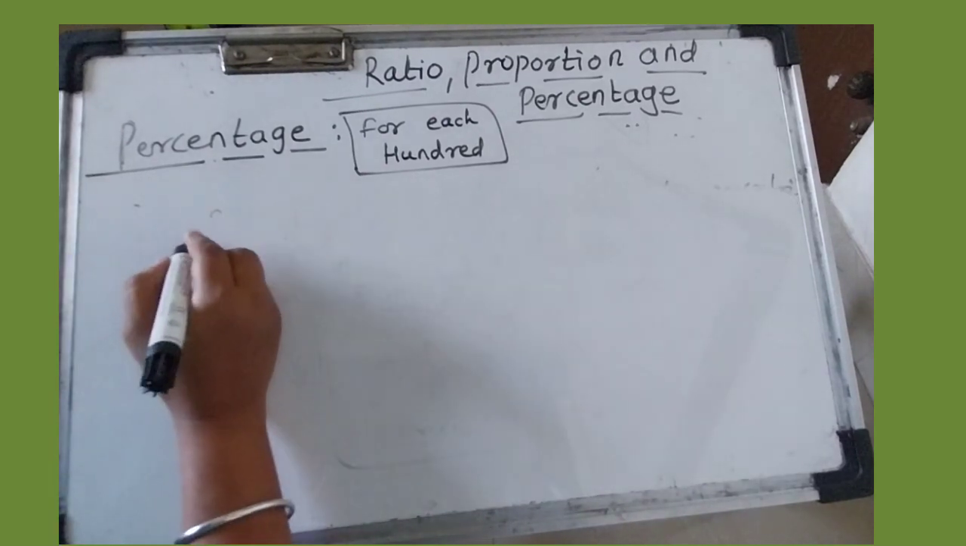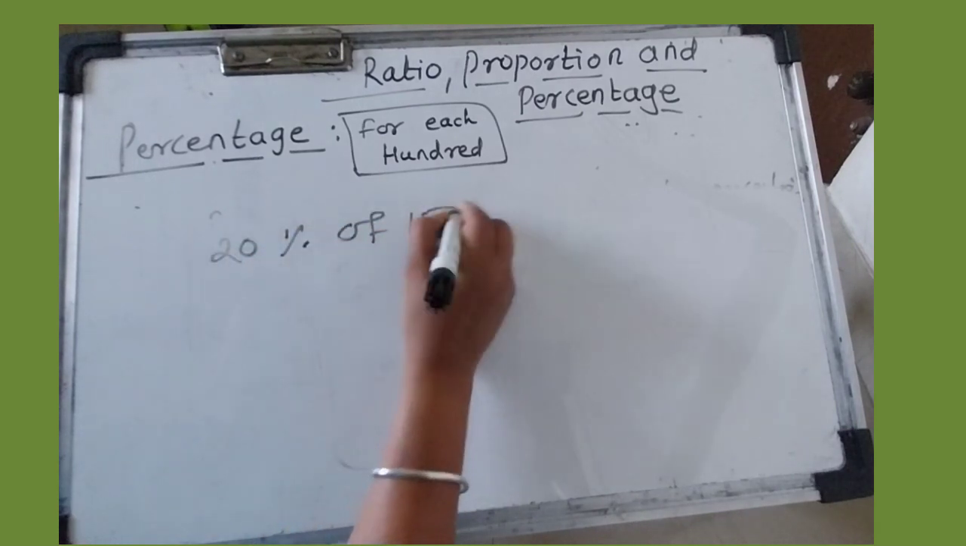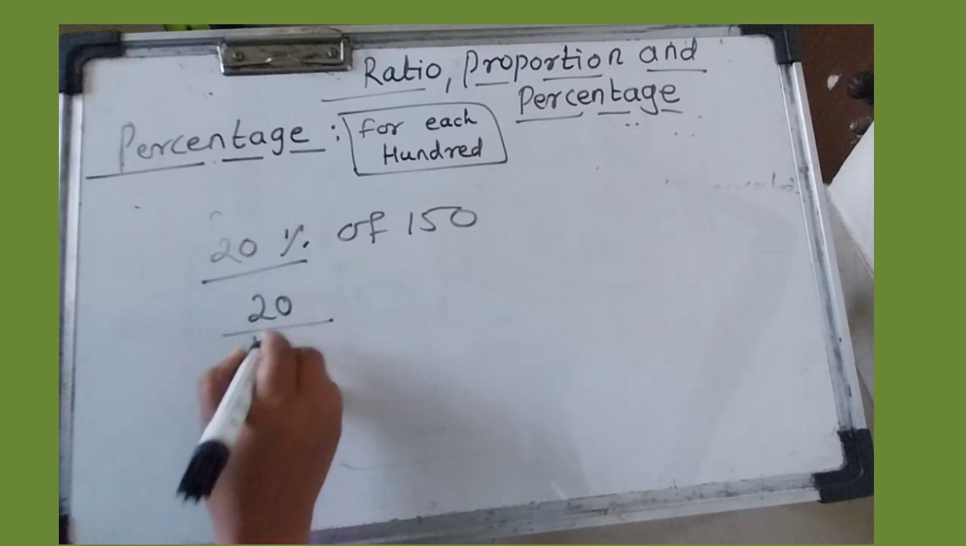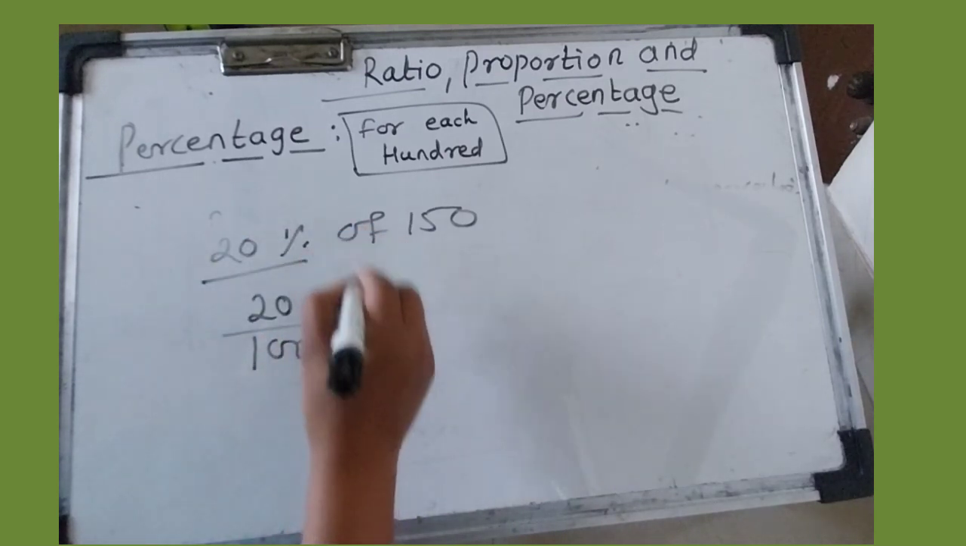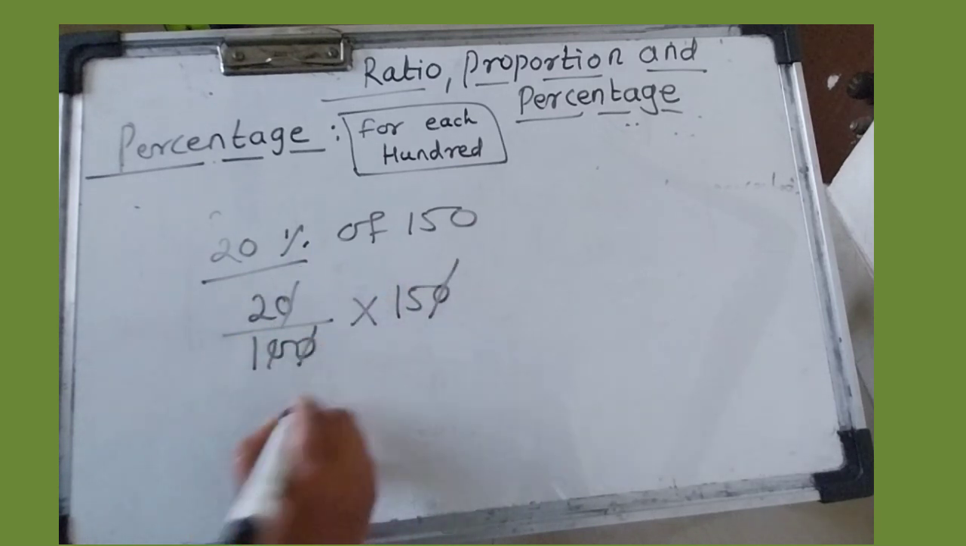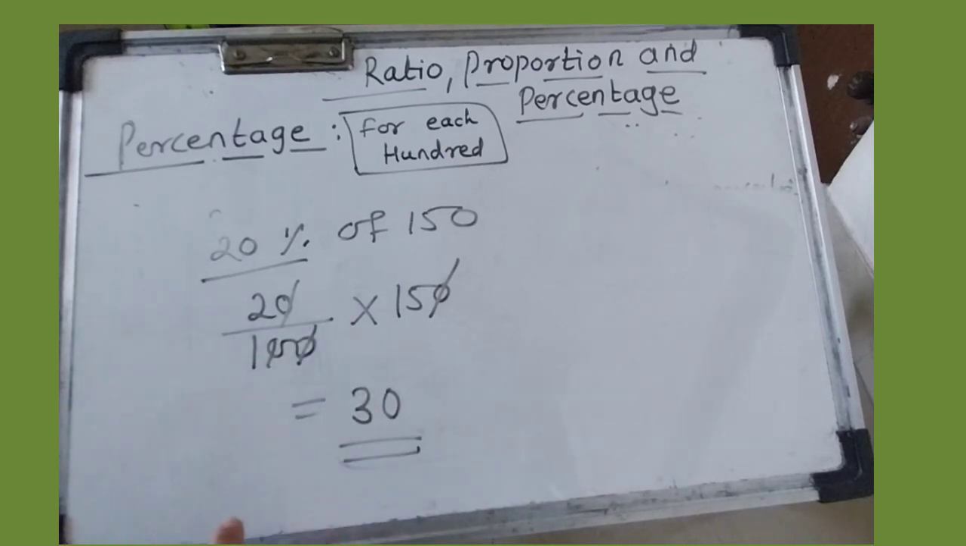Next, 20% of 150. 20 is replaced by 20 upon, percent is replaced by upon 100. Of is replaced by into. So this gets cancelled. So it is 30 rupees, 30.